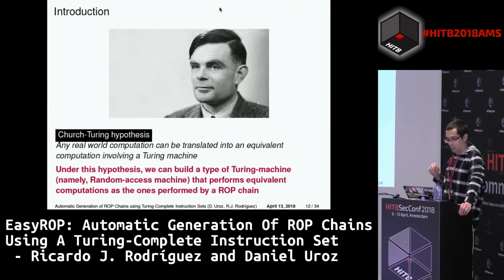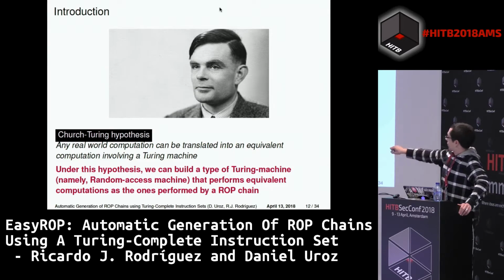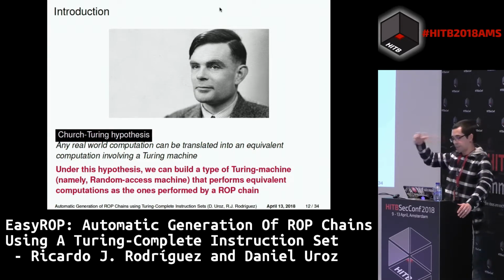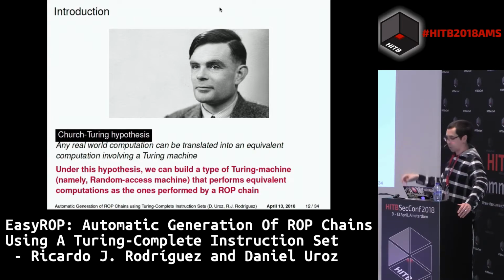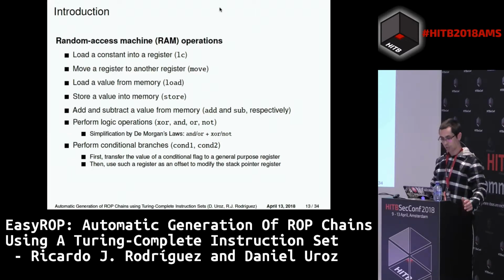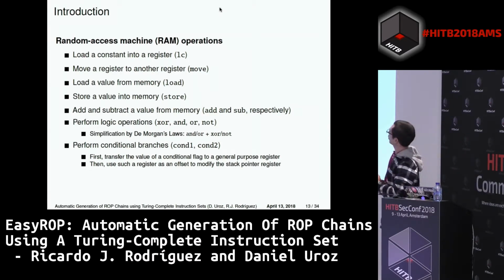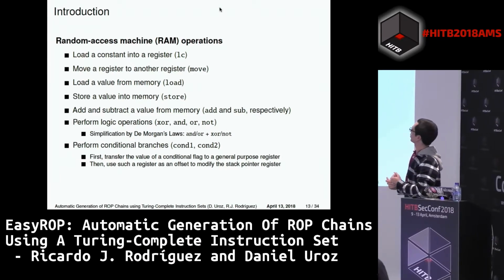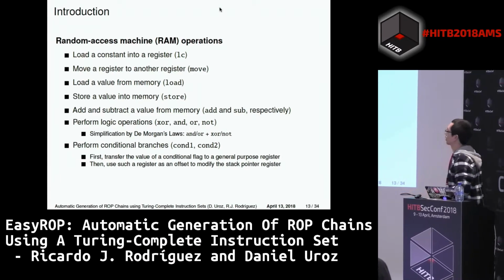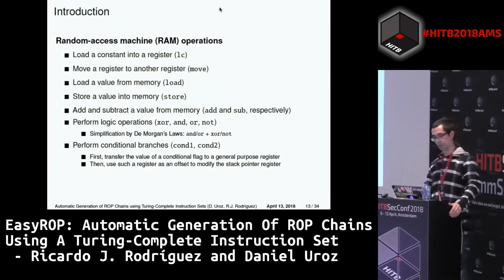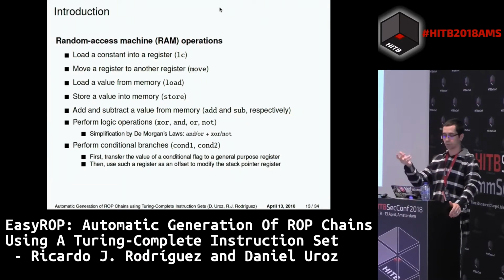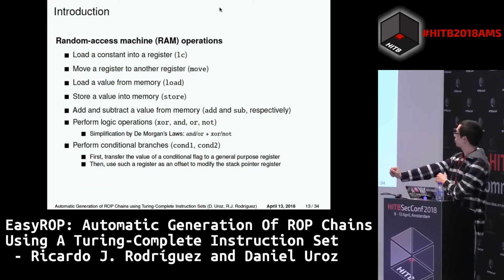Okay? This is what I have told you here. We can build a type of Turing machine. More specifically, it's a random access machine that performs equivalent computation to the ones performed by a ROP machine. So what are the operations in a random access machine? Just these ones: load a constant into a register, move a register to another register, load a value from memory, store a value into memory, add and subtract, and the logic operations, okay?